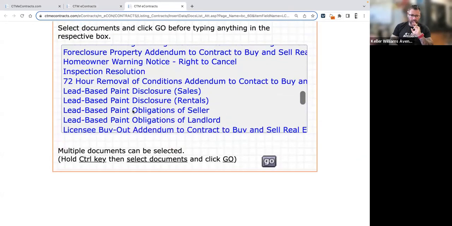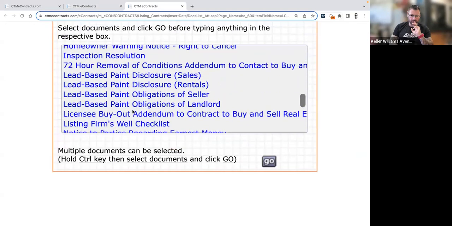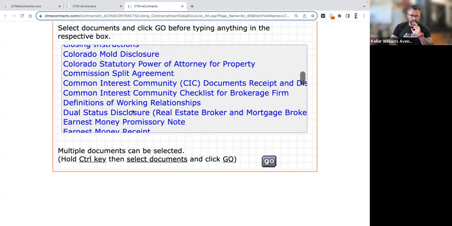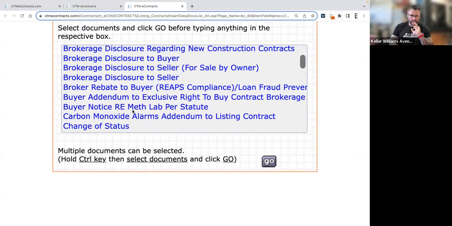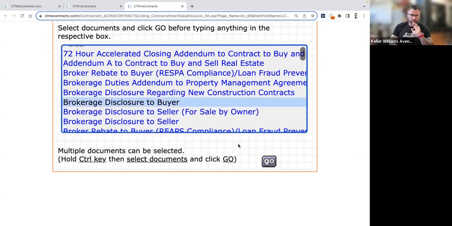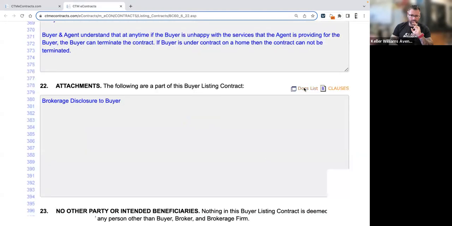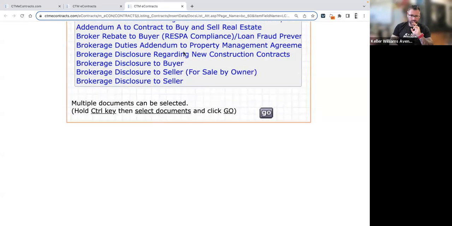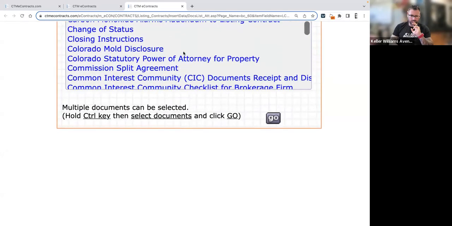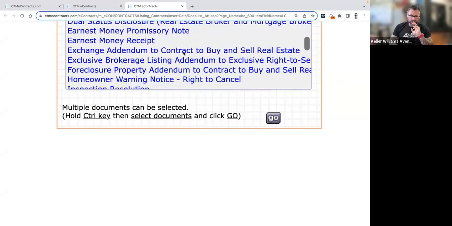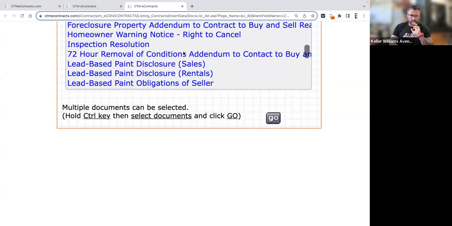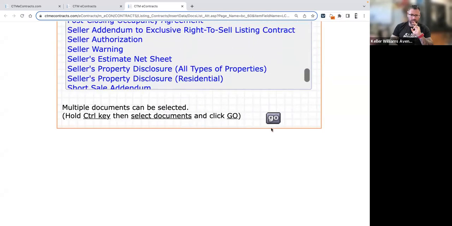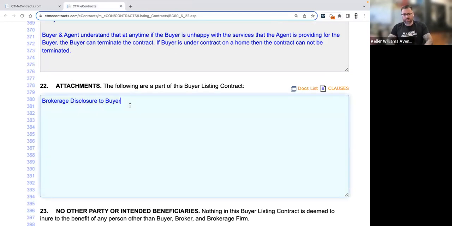So I'm going to go through and brokerage disclosure to buyer, docs list, oh, I don't see it. I don't see it in here. Cool. So we know the other one. So let's just hit go. The other one would be buyer advisory. So those are the two that we're going to go through and look at.